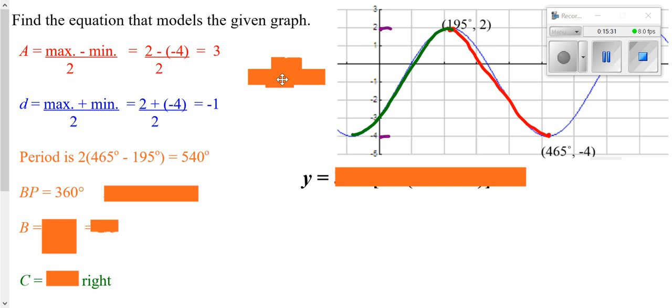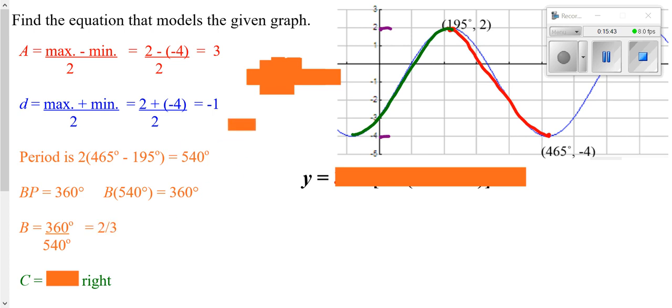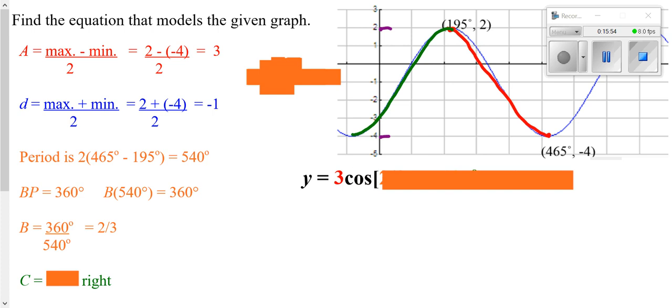So I can use period times your B value is equal to 360. Your B value times your period of 540 is equal to 360. So we solve that, and we get our B value to be 2/3. So we'll go y equals our A value of 3, cosine, open brackets, our B value, parentheses, x minus, oh, we'll figure that out in a bit.